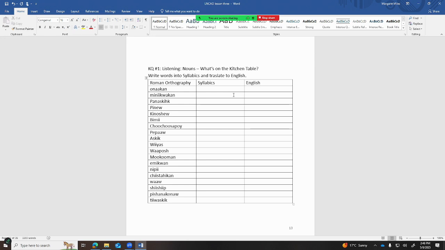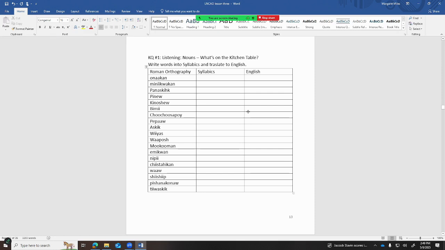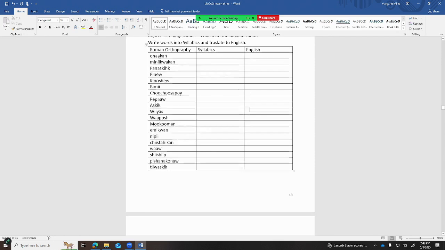So you have unagan, minikagan, banaskik, bineo, kinuseo, bimi, chuchu saboy, bebao, askik, wias, wapus, mokuman, amakon, nipi, chistahigan, wow, shisip, bisana kunao, tiwaskik.